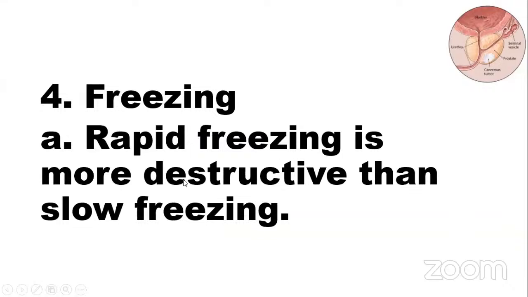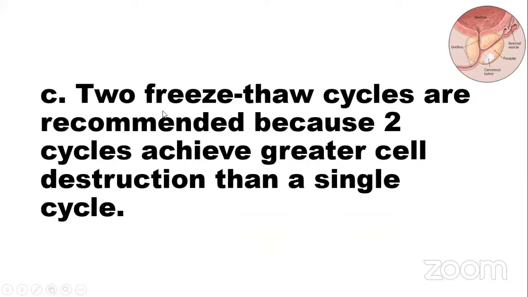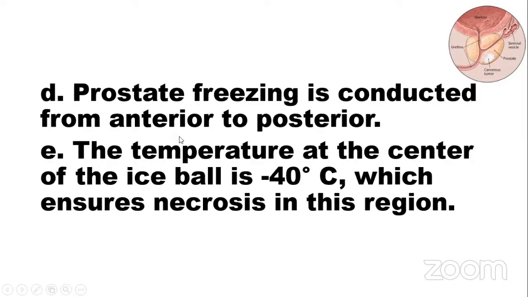Rapid freezing is more destructive than slow freezing. The optimum freezing temperature is unknown, but data suggest that human cells cannot survive below -40 centigrade, even with slow freezing. To ensure cell death, urologists often freeze to a temperature of -40 centigrade. Two freeze-thaw cycles are recommended because two cycles achieve greater cell destruction than a single cycle. Prostate freezing is conducted from anterior to posterior.